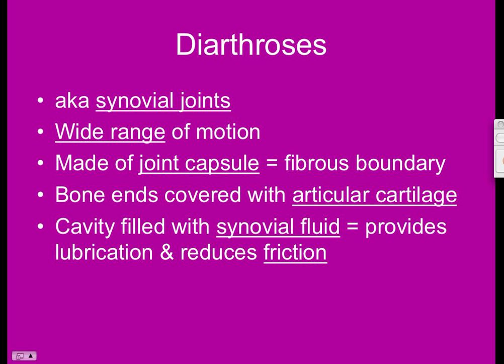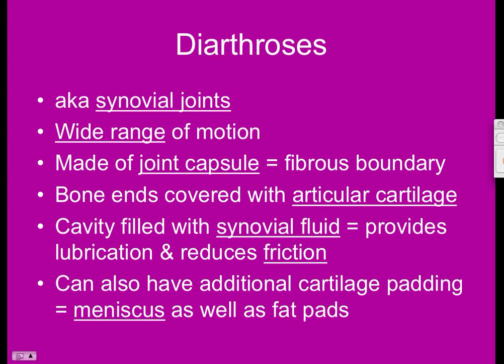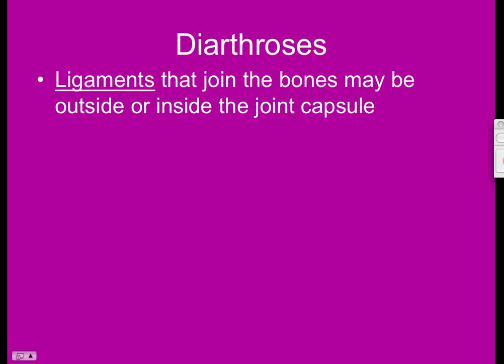Now, there are some features of a joint that aren't always present. It just depends on the joint. And one of those is what we call a meniscus, which is basically a cartilage pad. You guys probably know one that we have in our knee, so that's one that's very familiar. There are also fat pads, and again, those provide additional cushioning as well. Now, all joints have ligaments, and the ligaments that join the bones can be either inside or outside of the joint capsule. Again, that depends on the particular joint. Some of them will have them inside, and some of them will have them outside.